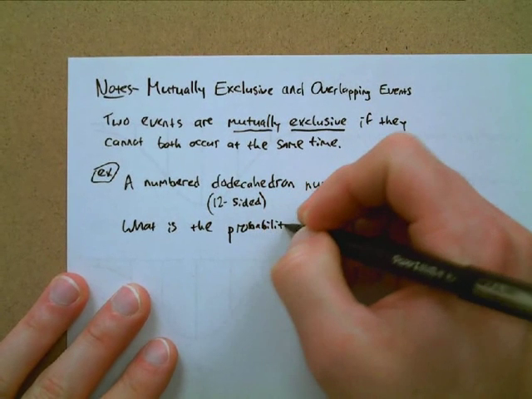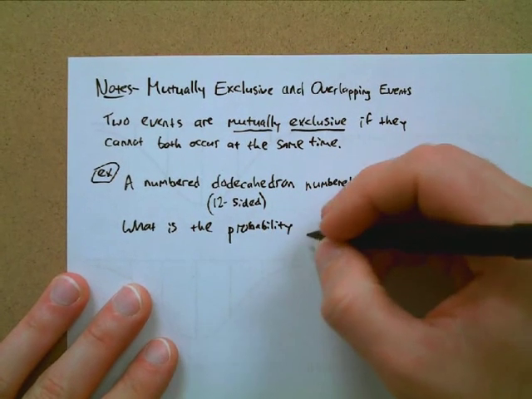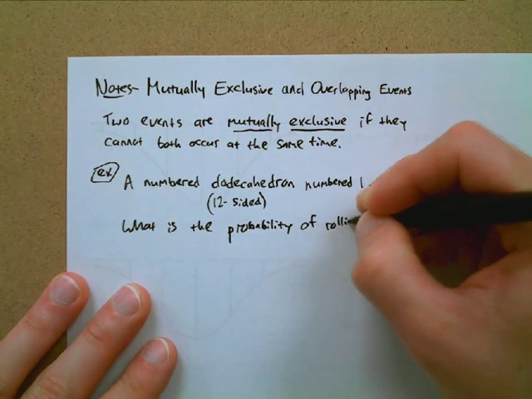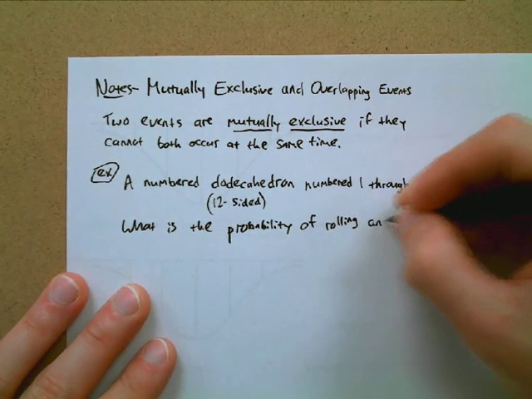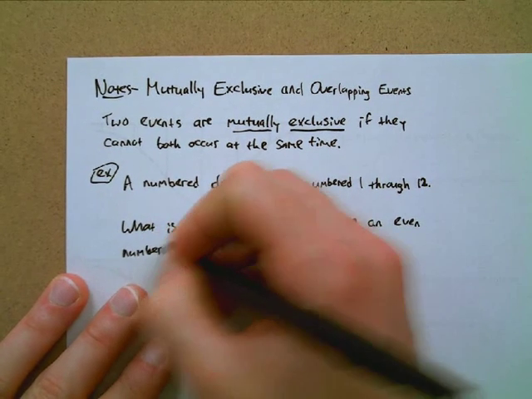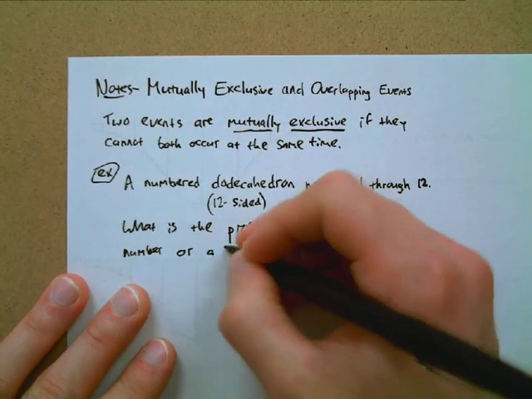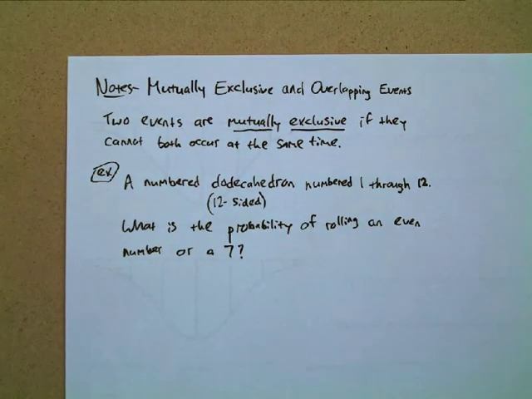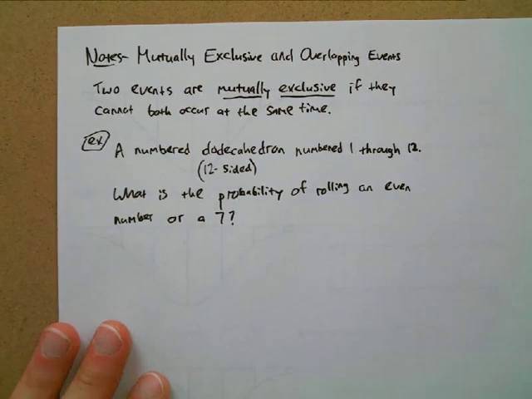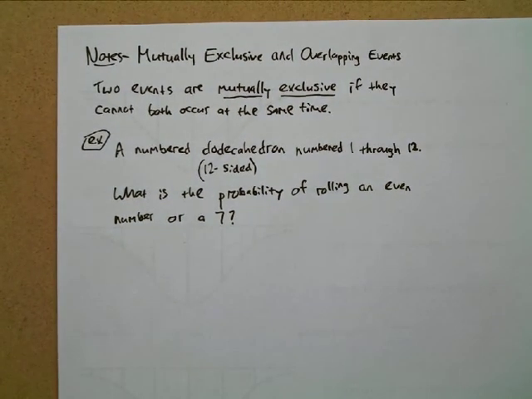Okay, what is the probability of rolling an even number or a 7? Okay. So what's the probability of rolling an even number or a 7? Okay. So how many events do we have here?